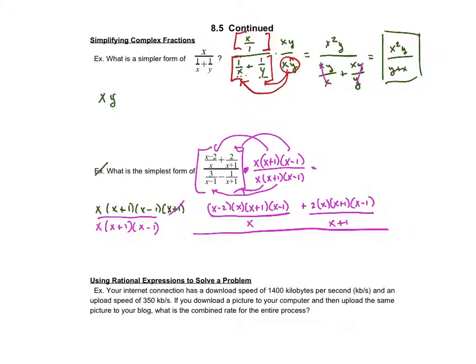I'm going to have 3 times x plus 1, x minus 1 over x minus 1, plus, minus 1 times x.